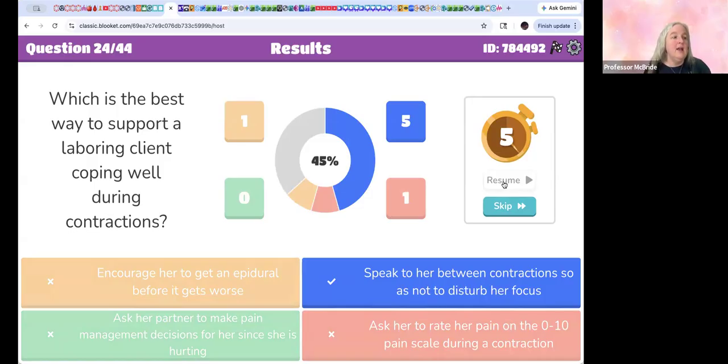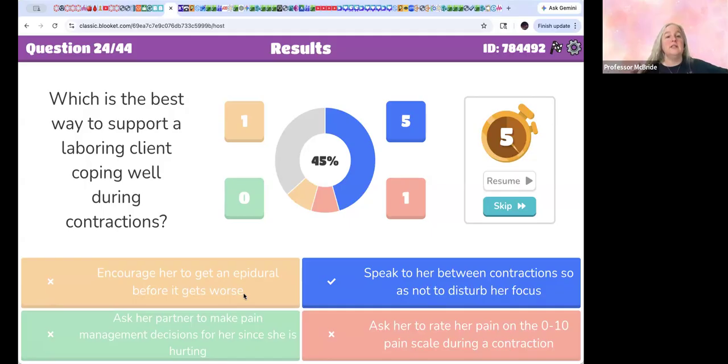Oftentimes, especially if they come in delivering very soon, very actively laboring, we want to ask them questions and find out things. And we need to let her focus, let her breathe, whatever she needs to do. And then in between the contractions, we can talk to her some more. Okay. We don't need to encourage an epidural if she's coping well. In fact, I don't automatically encourage an epidural anyway. I wait for her to ask for it.